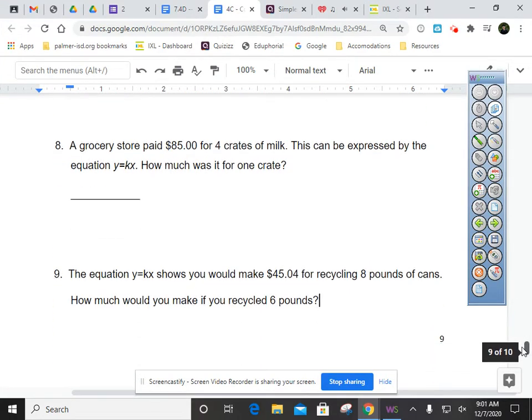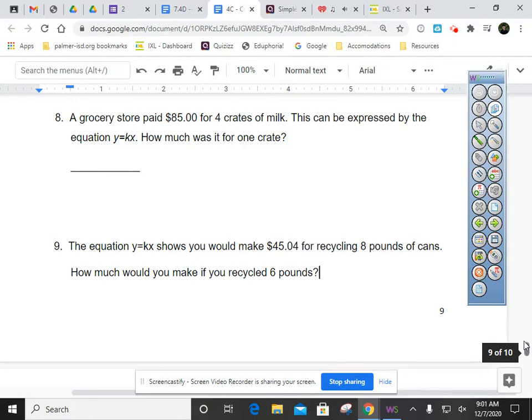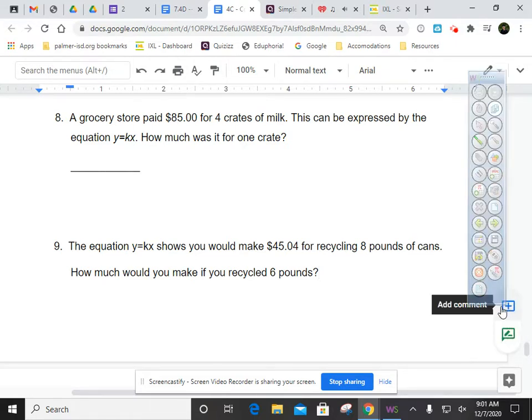Let's look. What'd you get for number 8? $21.25. Everybody get $21.25? I did. Good.